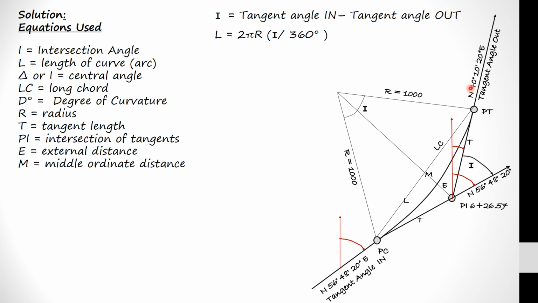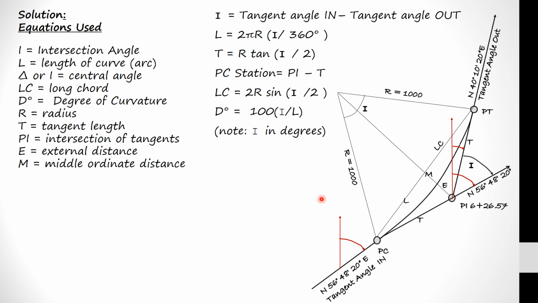We'll use the equation for the length of curve from here to here, which is going to be 2 pi r times the intersection angle divided by 360. Tangent from the PC to the PI and the PI to the PT, that's our tangent length, and it's going to be the radius given times tangent of the intersection angle divided by 2. The PC station is going to be given as the PI minus the tangent length, and the long chord is going to be given as 2 times the radius times sine of the intersection angle divided by 2.